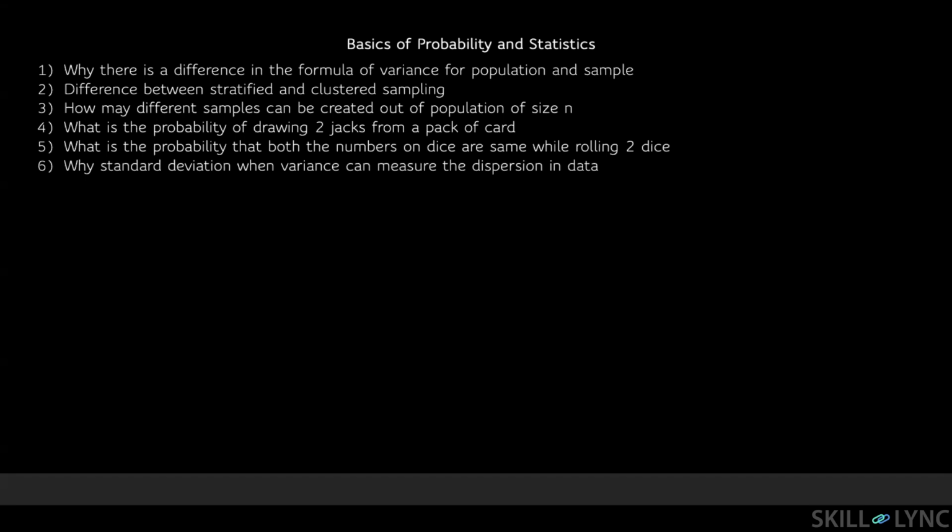Fifth one, what is the probability that both the numbers on the dice are the same while rolling 2 dice? The fifth one would be pretty simple for everyone. What could be the answer for the fifth one? Everyone knows the answer for the fifth one, right? And now, why standard deviation when variance can measure the dispersion, which I've already discussed yesterday.